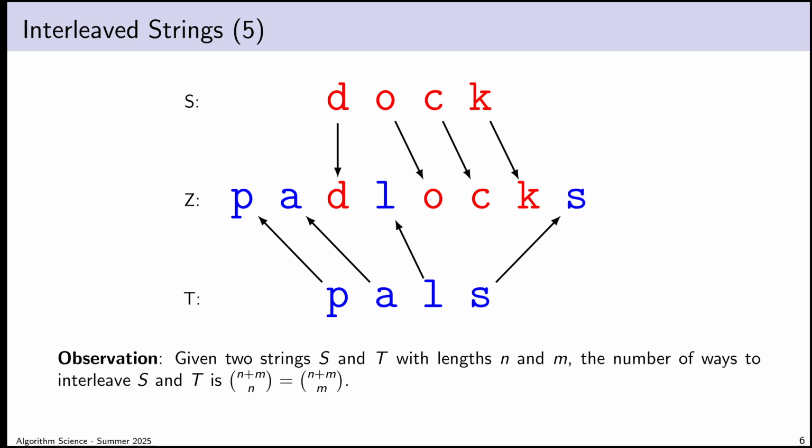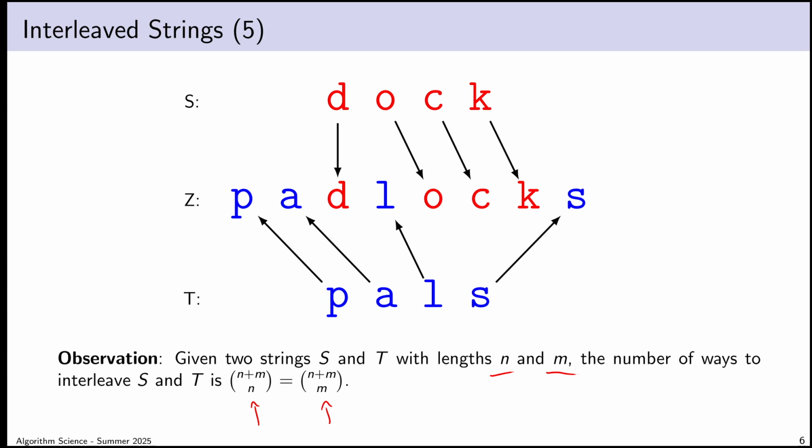So the first point I want to make is the number of ways of interleaving two strings is very large. So trying all possibilities, well, certainly feasible, you could do it, but it would likely take a long time. Given two strings S and T, which have lengths n and m, the number of ways to interleave them is n plus m choose n, or n plus m choose m. Those turn out to be equal.